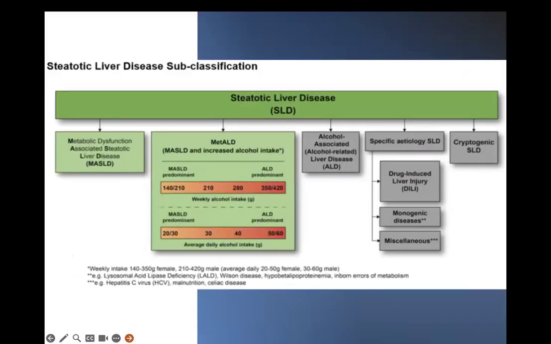So steatotic liver disease is an umbrella term. It contains metabolic dysfunction associated with steatotic liver disease, or a combination of metabolic disorder and alcohol use disorder, when patients have metabolic dysfunction, but at the same time are drinking more than recommended alcohol, like more than 140 grams per week for women or more than 210 grams per week for men. Steatotic liver disease can be just because of alcohol use if there's no metabolic dysfunction present, or because of drugs or cryptogenic or genetic diseases.